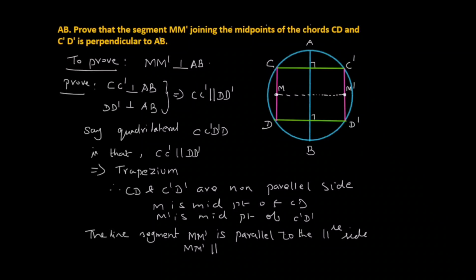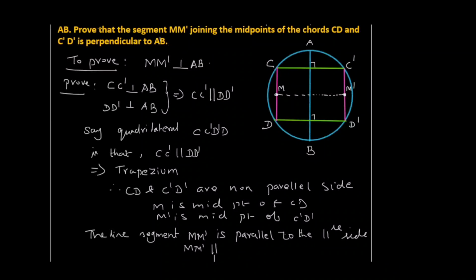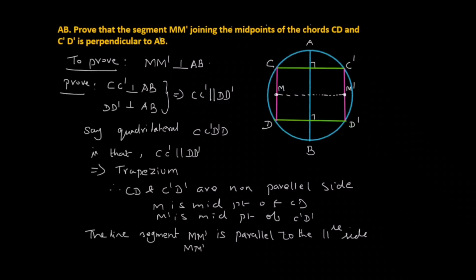So when MM dash is parallel to them, definitely it is perpendicular to the diameter. The line segment joining the midpoints of the non-parallel sides will be parallel to the parallel sides. Already the parallel sides are perpendicular to the diameter. Therefore, MM dash is perpendicular to the diameter AB. So this is also perpendicular.